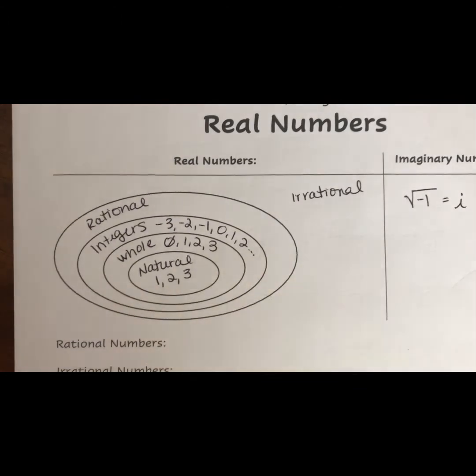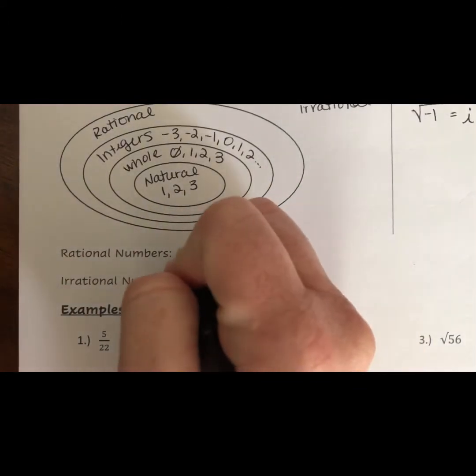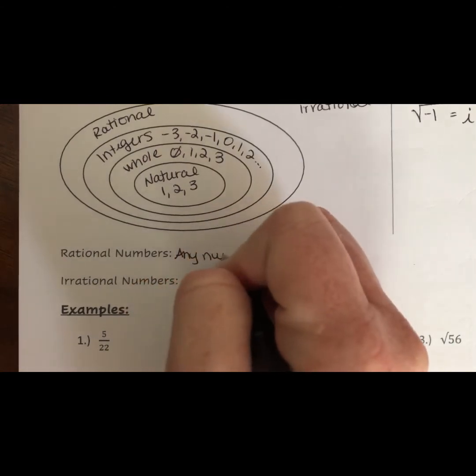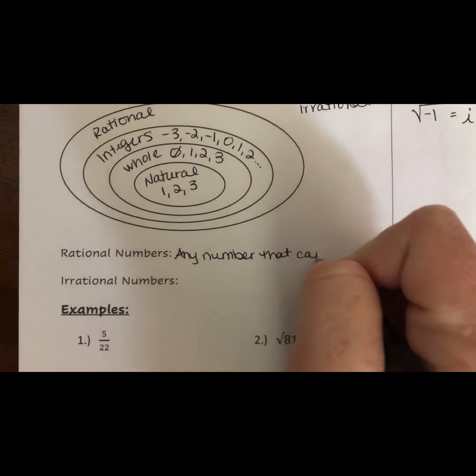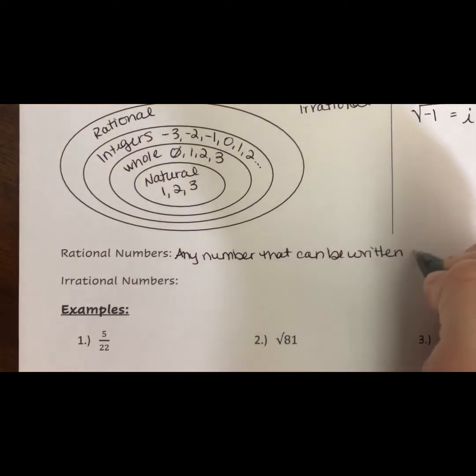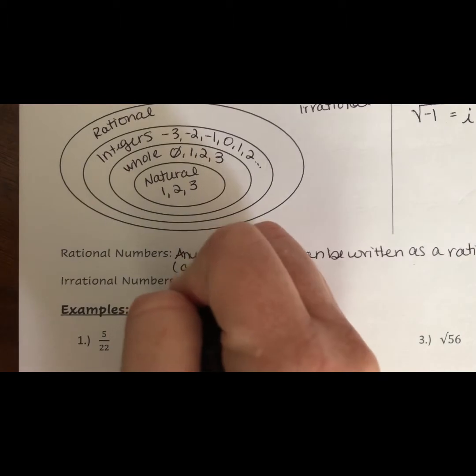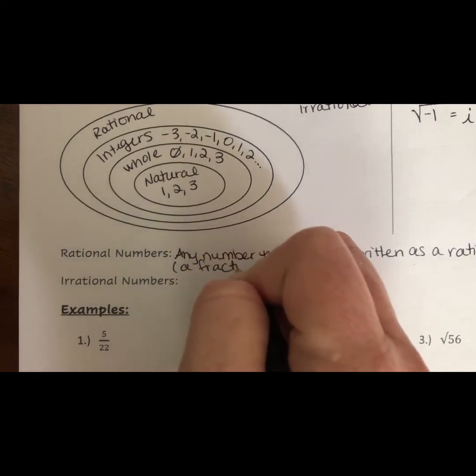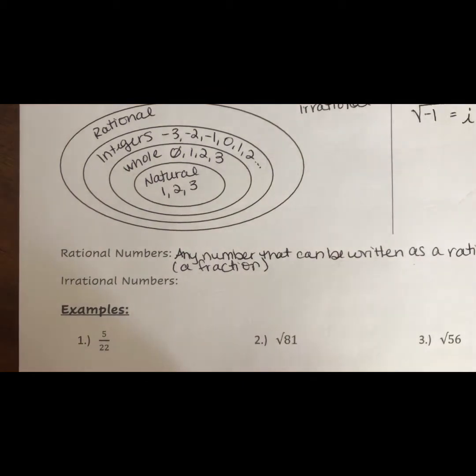A rational number is any number that can be written as a ratio. And what's another word for ratio? A fraction. So any number that you can write as a fraction is a rational number. If you can't write it as a fraction, then it's irrational.